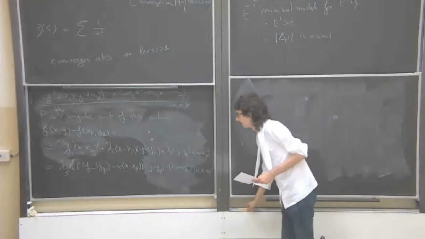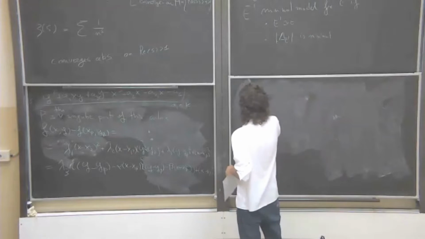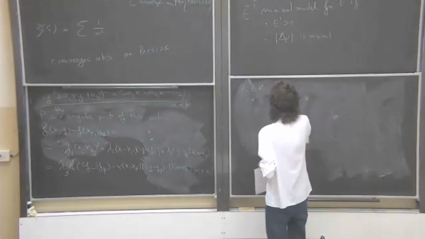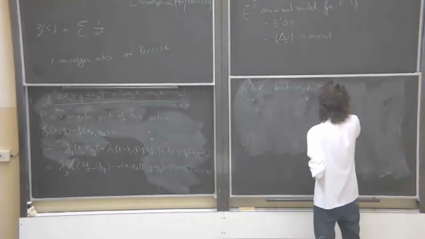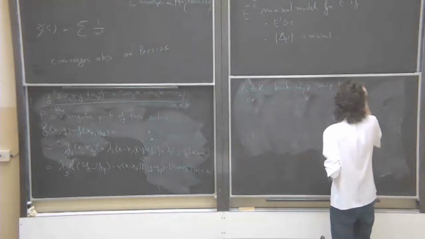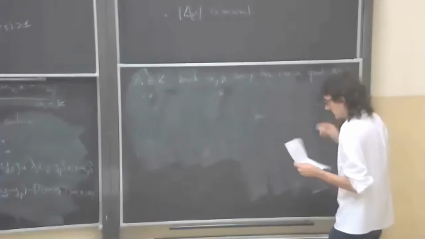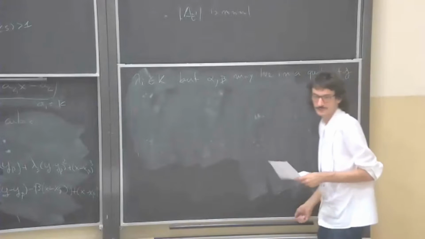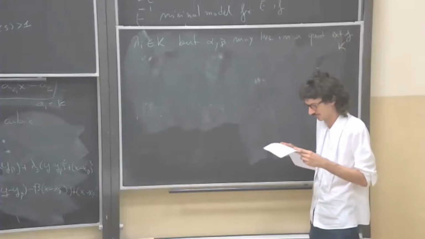So, in particular, the lambda i's are still in K, but alpha and beta may live in a quadratic extension of K. And sadly, this is relevant for us, so that's why we mention it. We will have to use this in a definition.